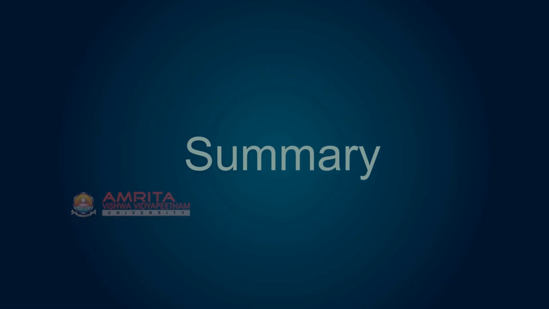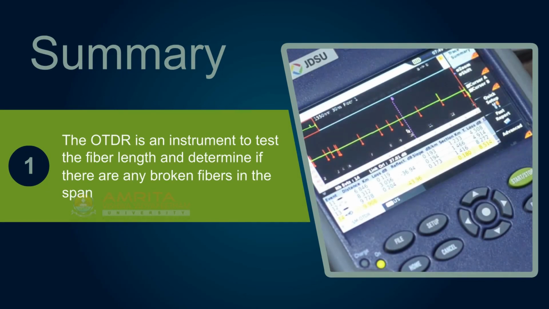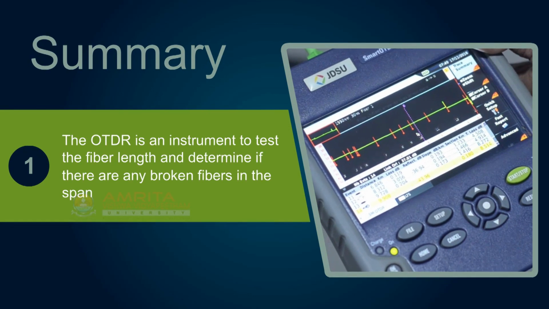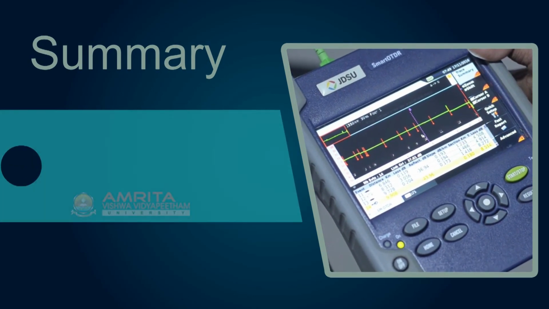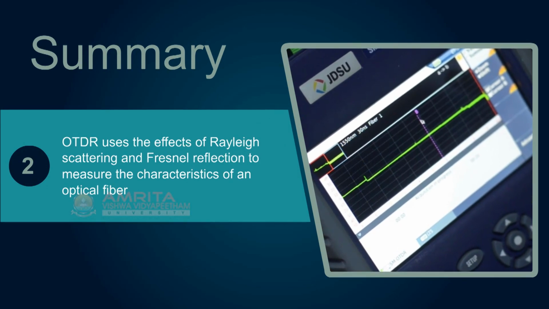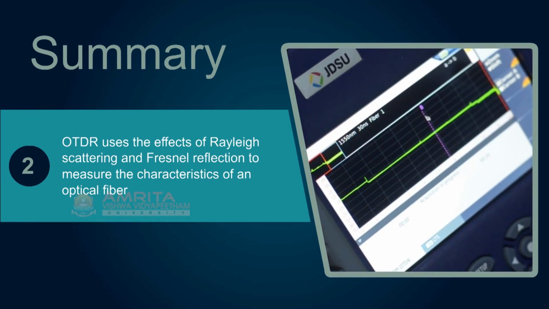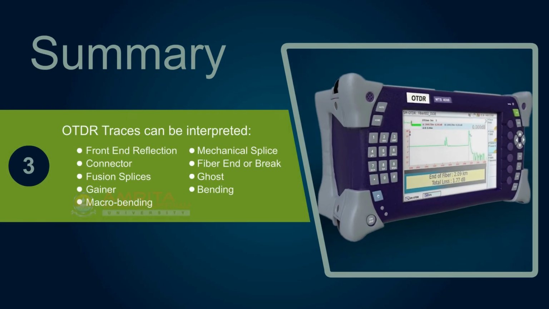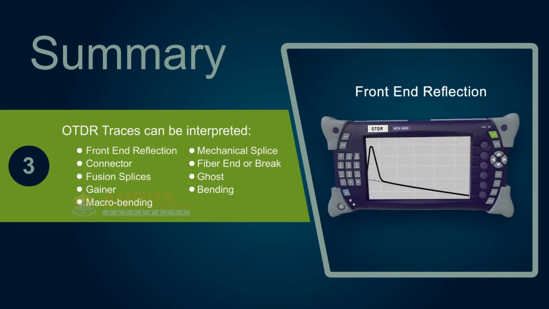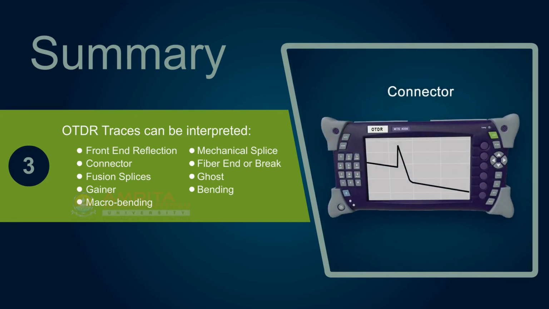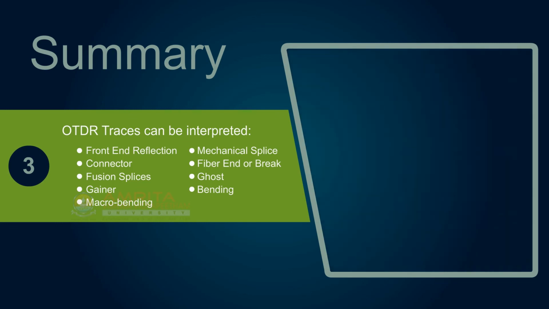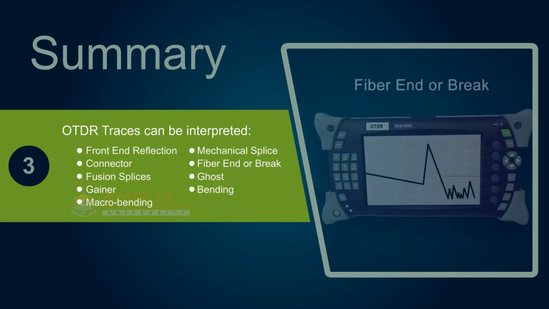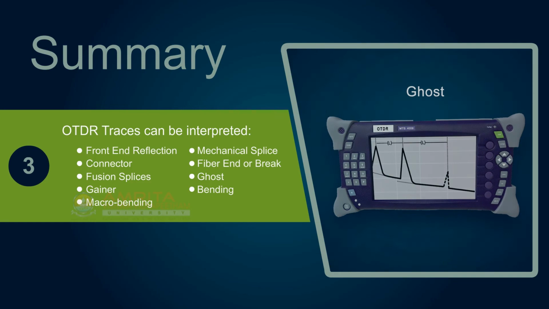In this session, we have learnt that the OTDR is an instrument to test the fiber length and determine if there are any broken fibers in the span. OTDR uses the effects of Rayleigh scattering and Fresnel reflection to measure the characteristics of an optical fiber. OTDR traces can be interpreted by front-end reflection, connector, fusion splices, gainer, macro bending, mechanical splice, fiber end or break, ghost, and bending.